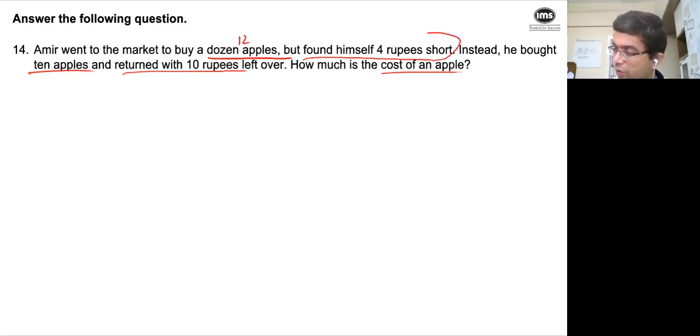Correct, 2 apples less. Now, as a result, how much money did he save? Earlier, he was 4 rupees short, correct? So he did not have 4 rupees. And in this case, he was left with 10 rupees. Earlier, he was minus 4, remember? And now he has plus 10 left in his pocket. So how much money did he save by not buying those 2 apples? No, Savita, it's not 6. Remember, he was 4 rupees short. Now he is 10 rupees surplus. Understand this very, very well.